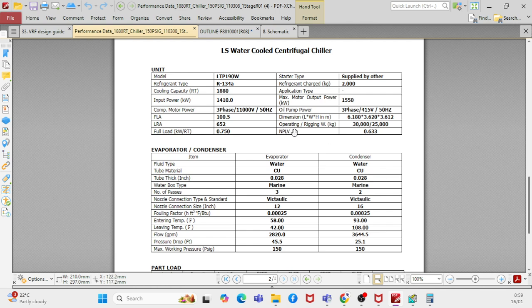You can see the operating weight, around 30,000 kg. 1 ton is 1,000 kg, so you can say 30 ton. If you go with air cooled chiller, normally it can be like 8,000, 9,000 kg. So you can say the weight is almost 3 times.